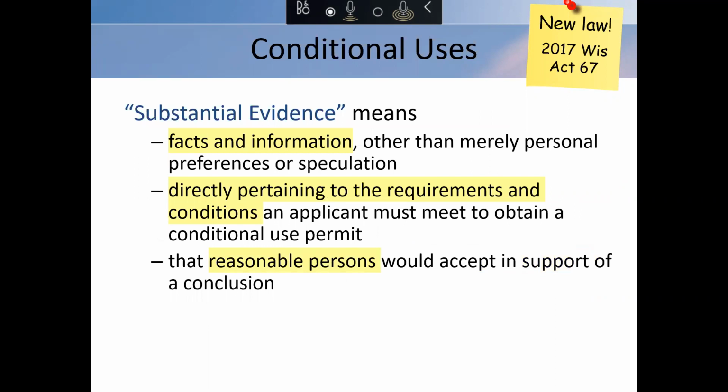Substantial evidence means facts and information other than merely personal preferences or speculation. It has to be directly pertaining to the requirements and conditions an applicant must meet to obtain a conditional use permit. And substantial evidence is that evidence that reasonable persons could accept in support of a conclusion.